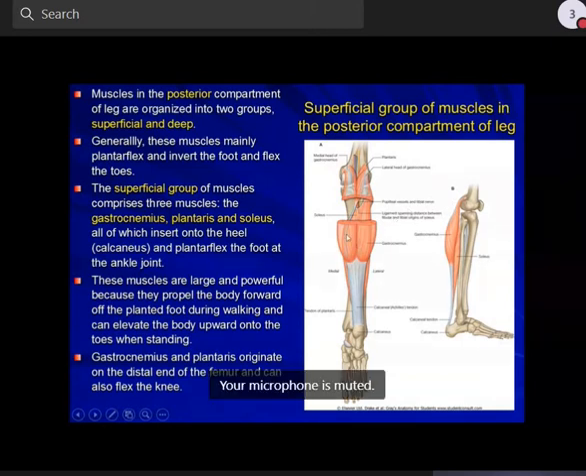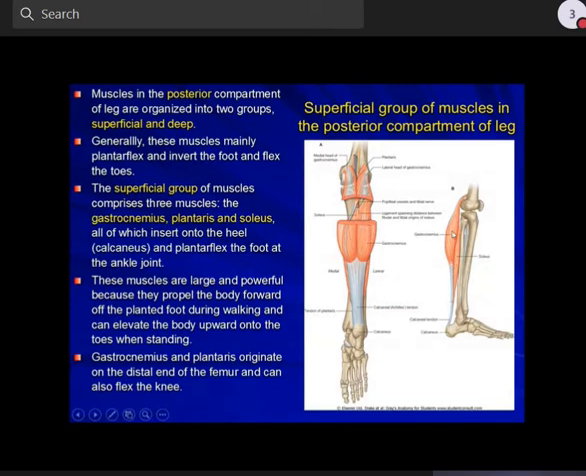Deep to the gastrocnemius is the soleus, starting on the posterior tibial aspect from the soleal line. The soleus and two heads of gastrocnemius form the triceps surae. The triceps surae ends in the calcaneus via the Achilles tendon. The calcaneal tendon is the strongest in the body.